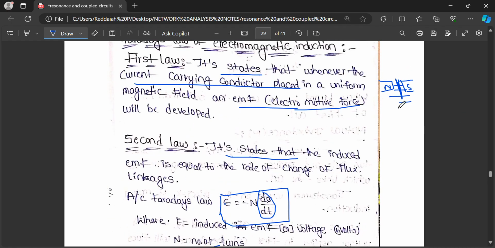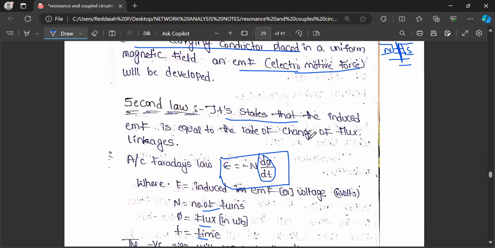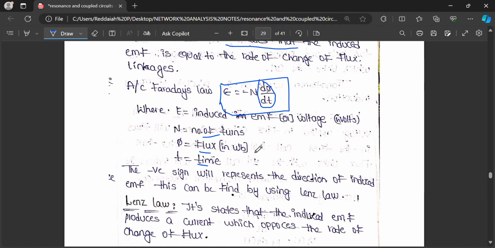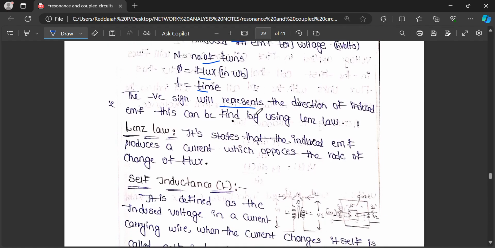Faraday's first law is whenever a current carrying conductor is placed in a magnetic field, an EMF will be generated. Second law is minus n d phi by dt. The negative sign represents that the direction of the induced EMF is opposing the current. This direction can be found by using Lenz's law.